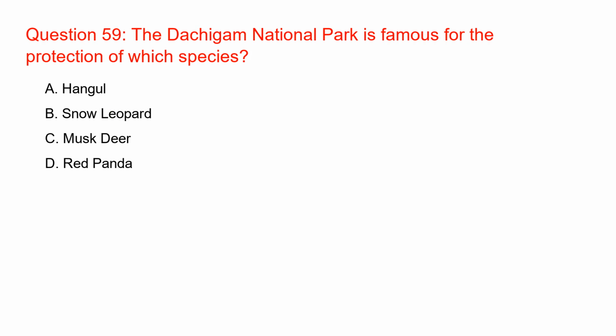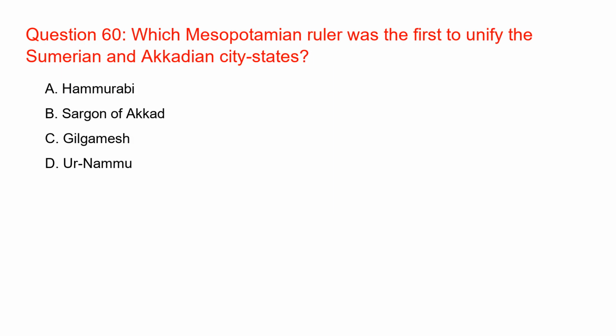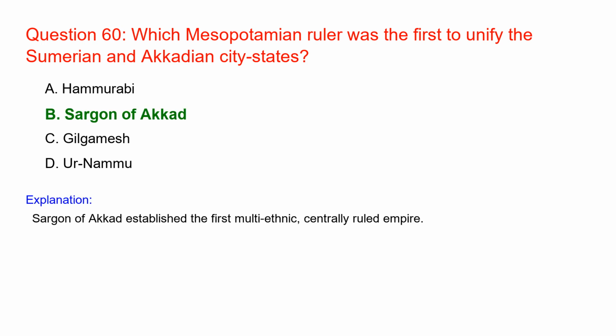The Dachigam National Park is famous for the protection of which species? Hangul. Dachigam, near Srinagar, is the only place where the Hangul or Kashmir stag is found. Which Mesopotamian ruler was the first to unify the Sumerian and Akkadian city-states? Sargon of Akkad. Sargon of Akkad established the first multi-ethnic, centrally ruled empire.